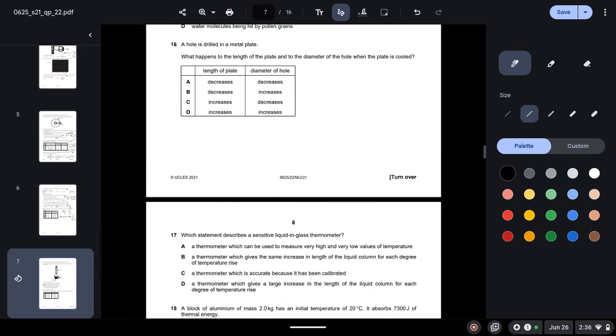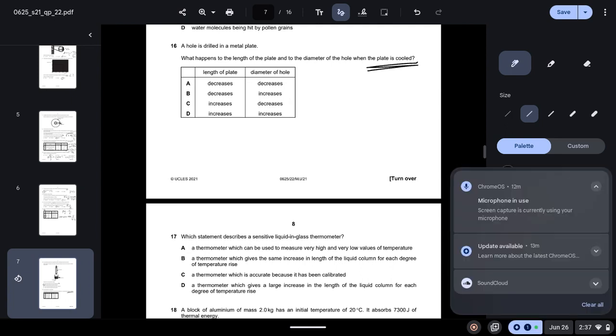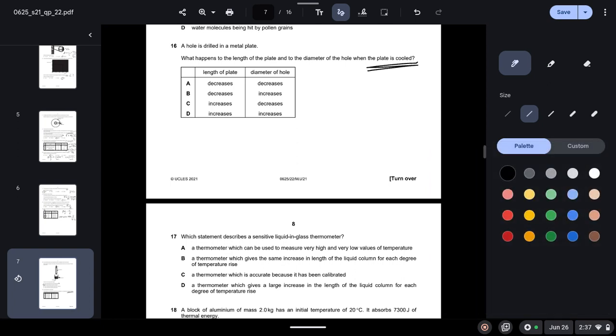Question 16. A hole is drilled in a metal plate. What happens to the length of the plate and to the diameter of the hole when the plate is cooled? So obviously when a hole is being drilled, the plate will warm up, the temperature of it will increase, and when it will cool, we know that when a metal is cooled it contracts. Contracts means it shrinks, it becomes smaller. So the length of the plate will decrease as well as the diameter of the hole.